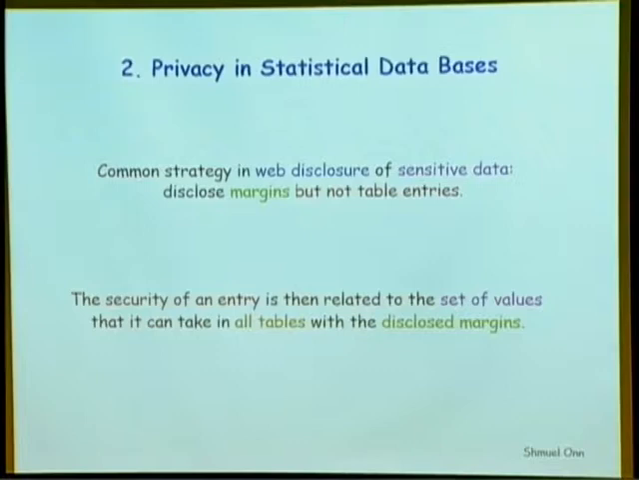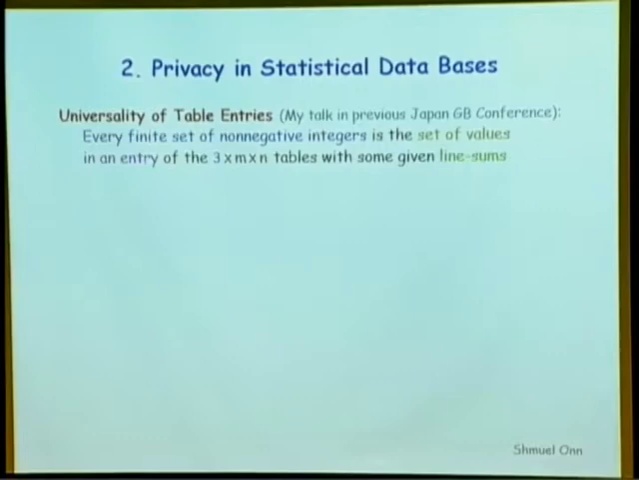But still, as far as the information goes, if an entry has only one possible value in all the tables which have the same line sums, or the same margins that are released on the web, then one can actually recover it. So there's this issue. Let me show you that you can get things like this: the universality of table entries. Every finite set of non-negative integers is the set of values in an entry of some table. I want to give one demonstration of the use of this universality theorem.